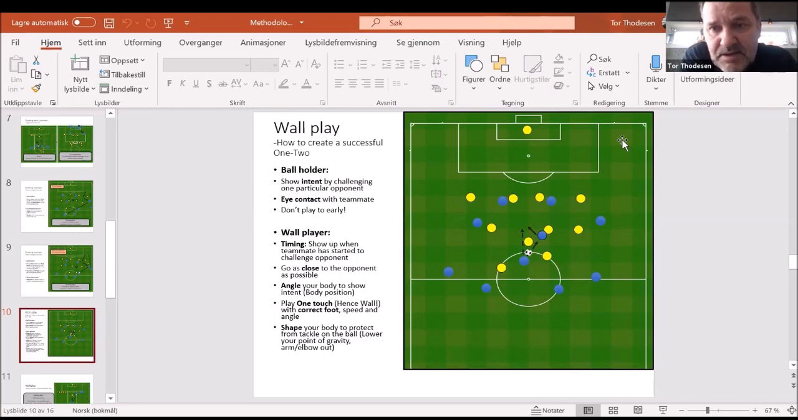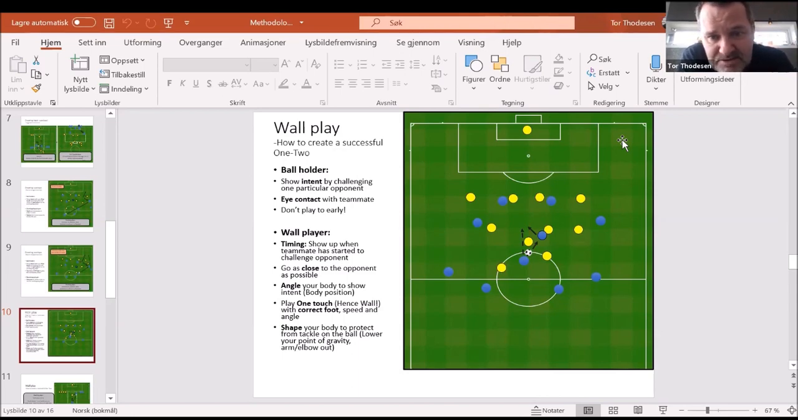First, I asked them exactly what a wall play is, and sometimes they haven't reflected even on that. You are a wall, which means the ball bounces off you on one touch. So then it's not a wall play if you keep the ball and then play it. Maybe a triangle, but not wall play.